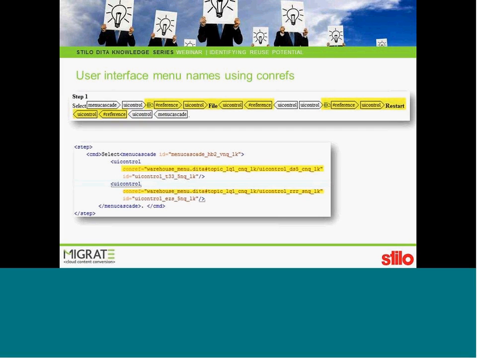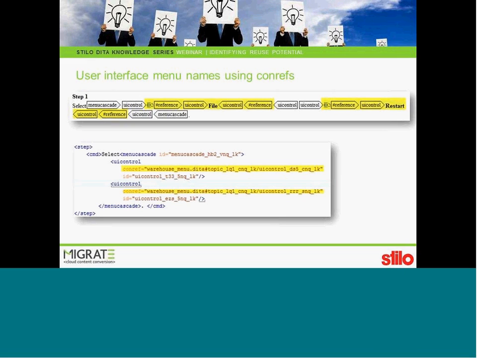So here's an example of me conrefing it in. This is my task with a step where I select File, Restart as one of my steps. And I've just conrefed in File and then Restart into a menu cascade. I've got the menu cascade in my task topic, but I could also set up my warehouse topic to actually have the menu cascade in it. It all depends on what makes the most sense.